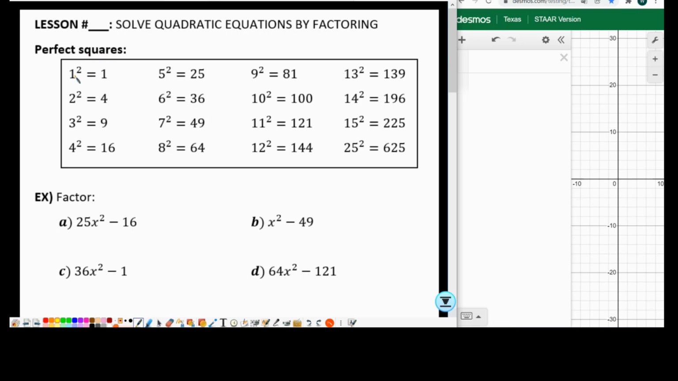So anytime I take a whole number like 1 squared equals 1, 2 squared equals 4, 3 squared equals 9, these numbers right here are what are called perfect squares, because when I take the square root, they give me back the whole number. So the square root of 100 is 10, the square root of 121 is 11. These are important numbers to remember and have memorized, okay?